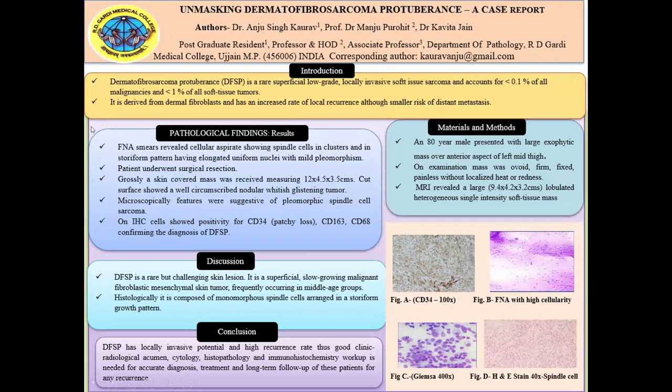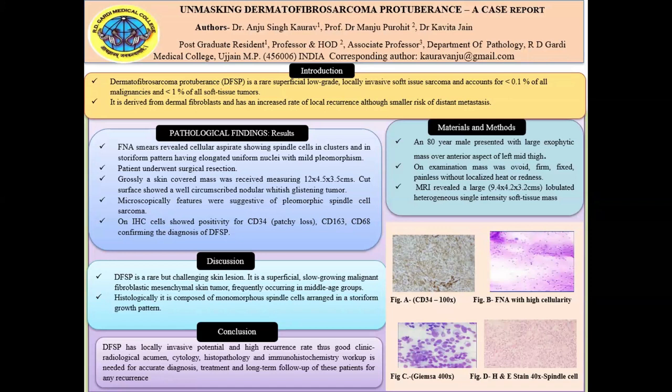My name is Dr. Anju Singh Kaura, and today we present DFSP, dermatofibrosarcoma protuberans. It's a rare superficial low-grade, locally invasive soft tissue sarcoma and accounts for less than 0.1% of all soft tissue malignancies and less than 1% of all soft tissue tumors. It is derived from dermal fibroblast and has an increased rate of local recurrence, although a smaller risk of distant metastasis.